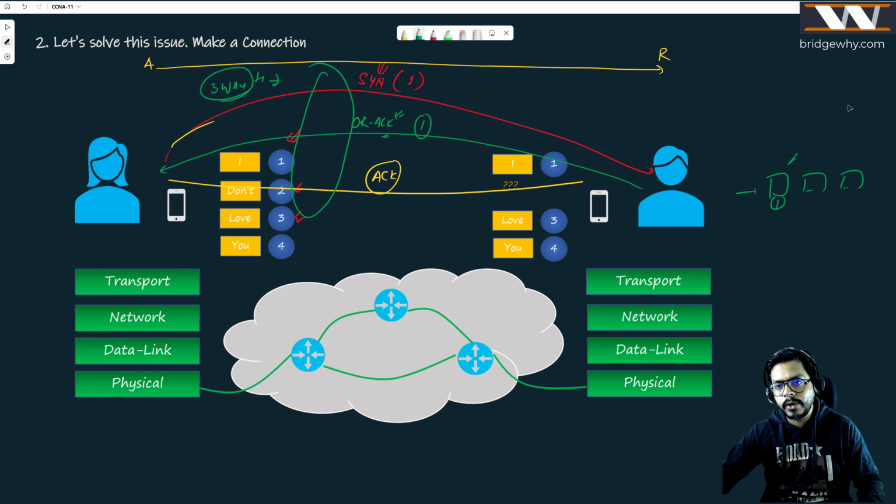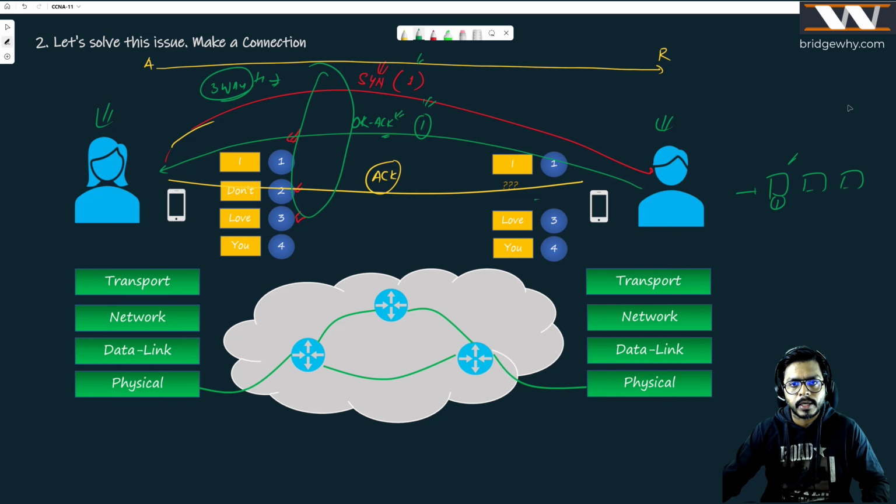Now Rahul knows that whenever Anjali is going to start sending her messages, she will be sending with 1, 2, 3, and 4. If something is missing, I will be asking it again. Anjali is quite sure that if Rahul is going to send some messages, he will be sending with the 1 or maybe any number.